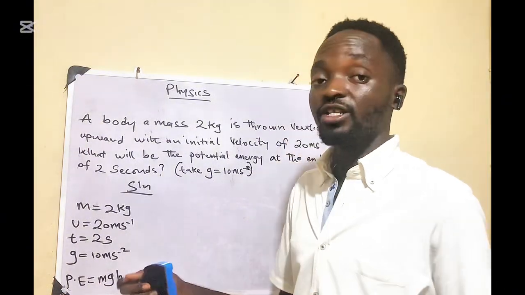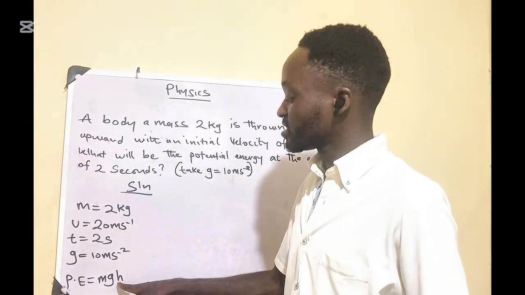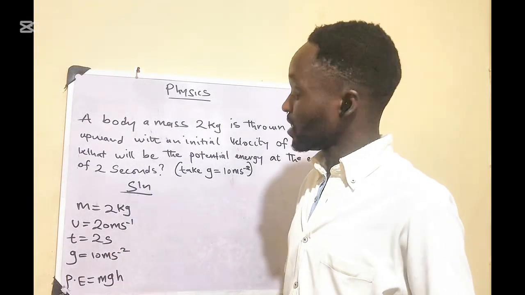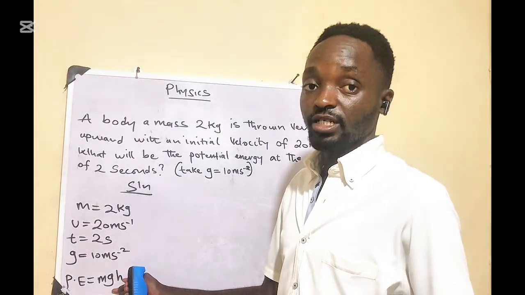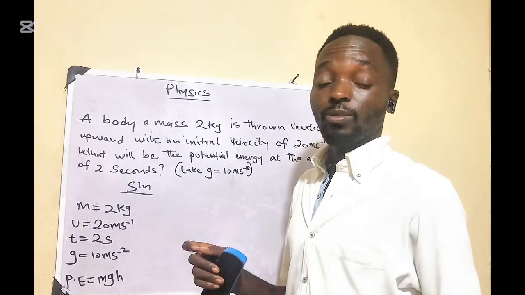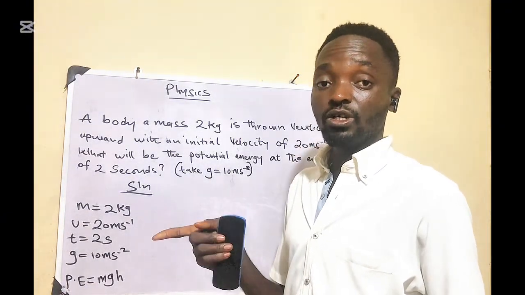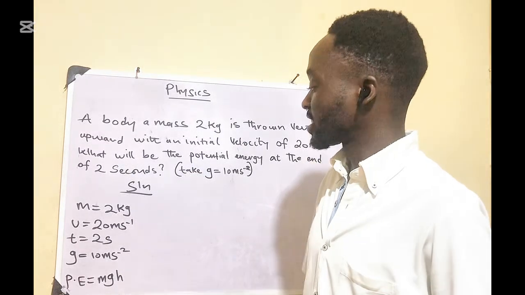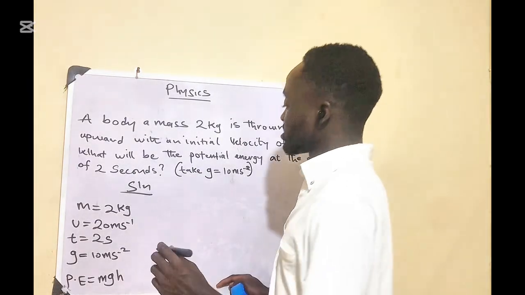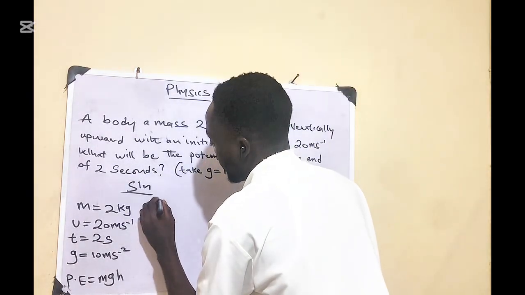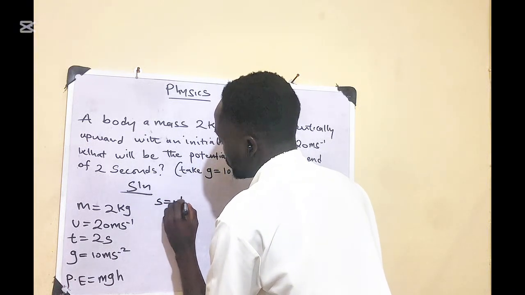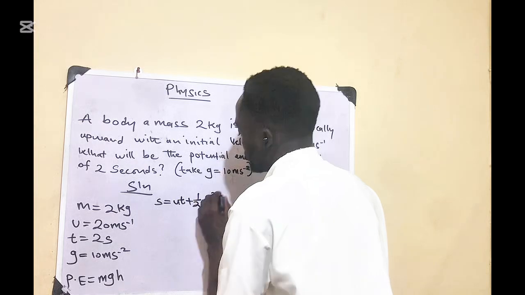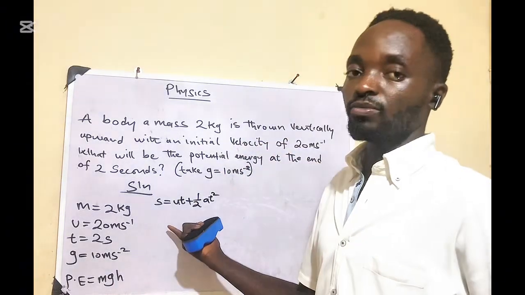So now we have to find an equation that can help us to get the height using these data that we are given here. So from the second equation of motion, we can be able to get the height. Now we know that the second equation of motion is given as s equals ut plus a half at squared. Now this is the equation of motion.